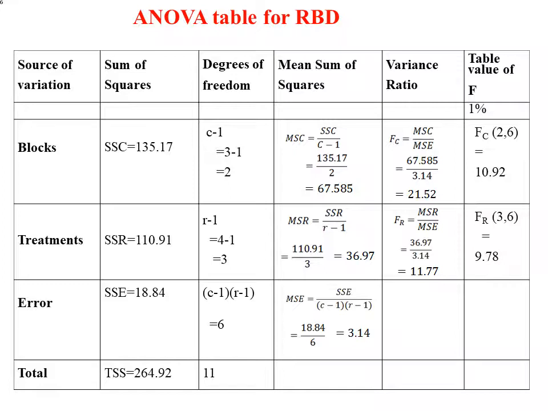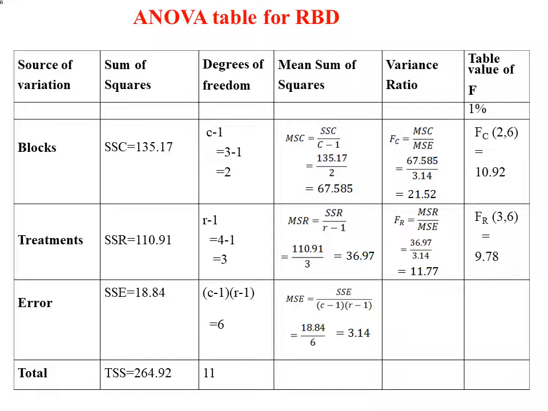So here the source of variations: blocks, treatments, error, right? Blocks is the column value, treatments is taken as the R value, row value, and error as usual will come. So SSC value I am replacing, 135.17. C minus 1 is 3 minus 1, you will get 2. SSR value is 110.91. R minus 1 is equal to 4 minus 1, you will get 3. These first two columns are very common, like one way ANOVA. SSE value is 18.84, and multiply C minus 1 into R minus 1, here 3 into 2, 6. This is the degrees of freedom for the error term.